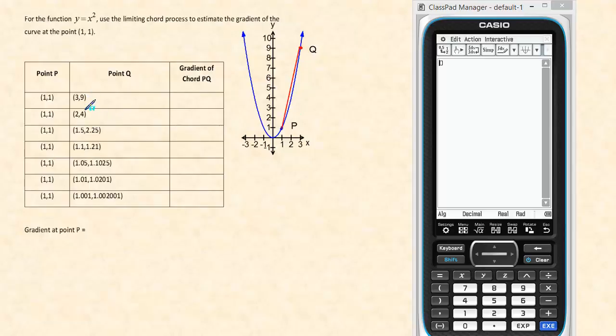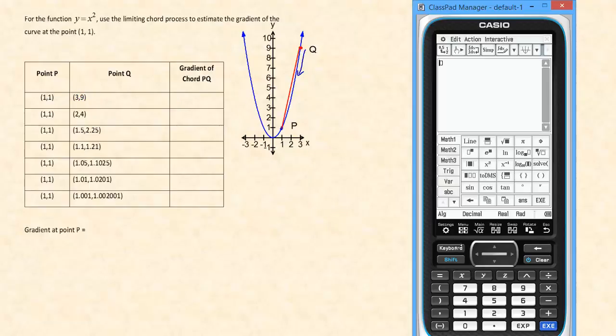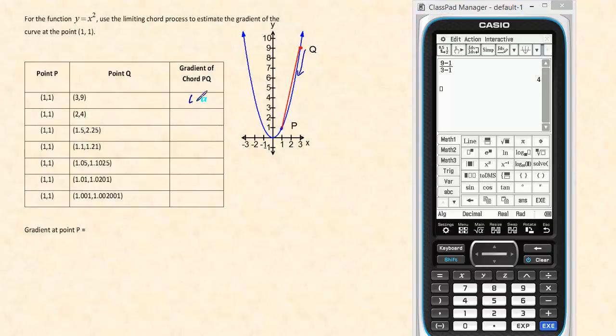And then what we can see is we're gradually moving the point Q towards P and seeing what happens to the gradient. So let's start off by working out the gradient between these 2 points. That's going to be the difference in the y coordinates, so that's 9 take away 1, over the difference in the x coordinates, so 3 take away 1, and that's going to give us 4. So our first estimate is 4.